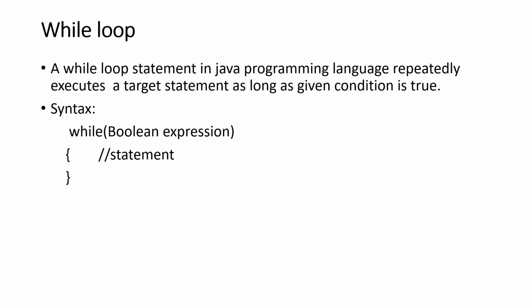First, we will see the while loop. A while loop statement in Java repeatedly executes a target statement as long as the given condition is true. In the while loop we use a condition, and here is a block of code. It will execute as long as the given condition is true. Once the condition becomes false, it will exit the loop. This is the while loop.